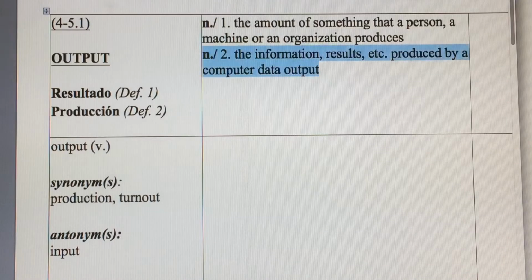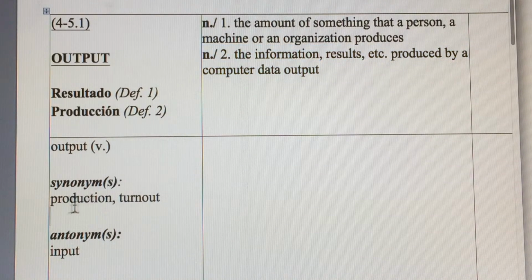Okay, again, both of these definitions can be used. You can use the verb form. So you can say the writer outputted less as he got older, or she got older. And you can also use the verb form in the second technical definition, where you can say the computer outputted lots of data for the scientists to study.